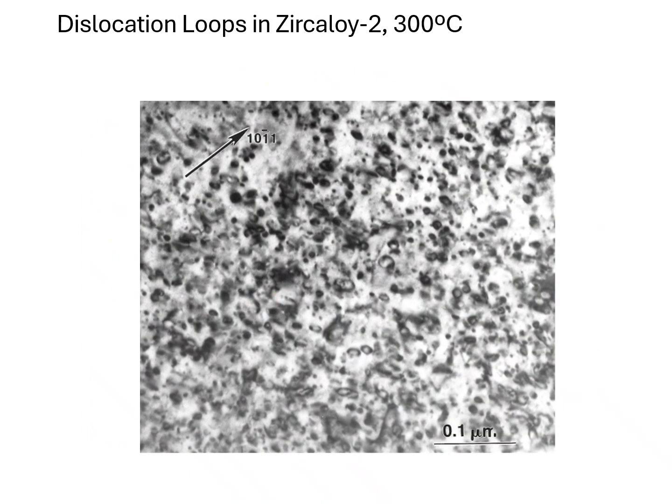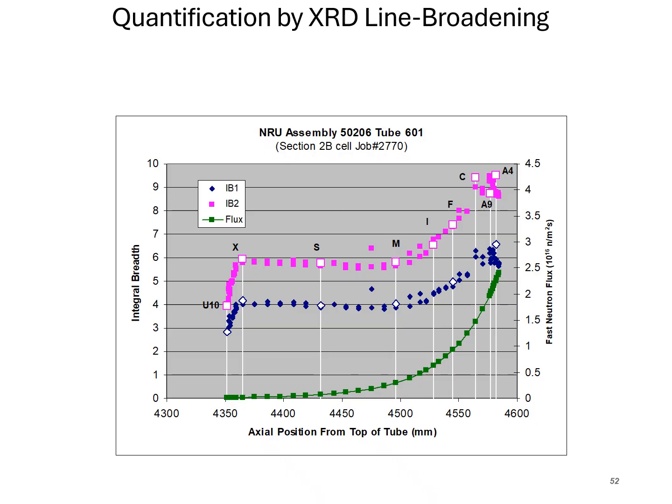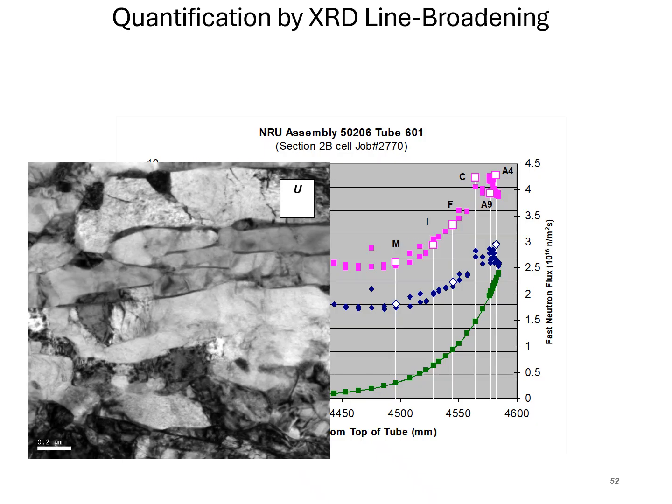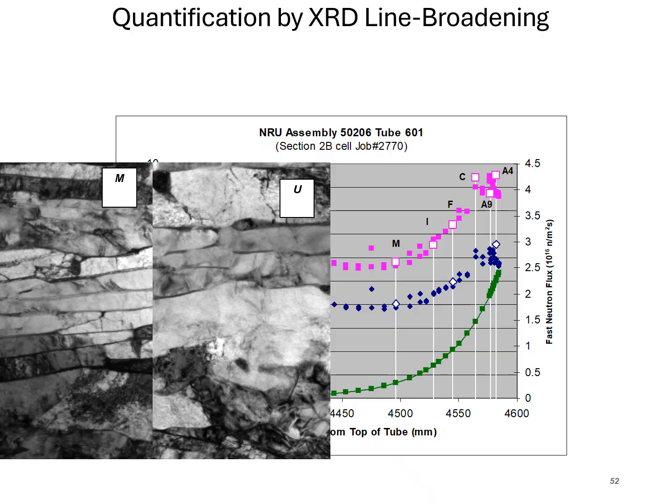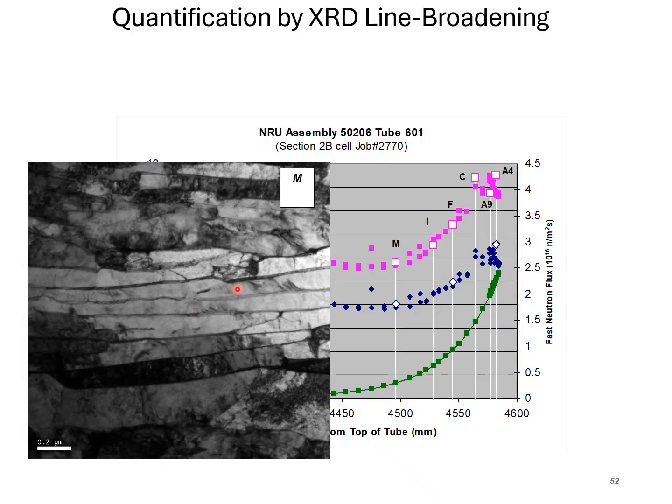Here's an example in Zircaloy-2. I don't know why I left this in. The loops don't develop with just any irradiation. You've got to build up the dose. So in this case, at this particular location here, this pink line is line broadening, and you see that there's enough.